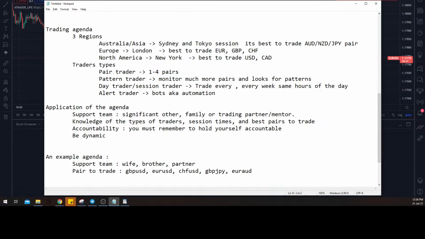Now, in terms of what type of personality I want to have, well, I want to trade, trading time. It's going to be, for example, I want to trade at London opening.